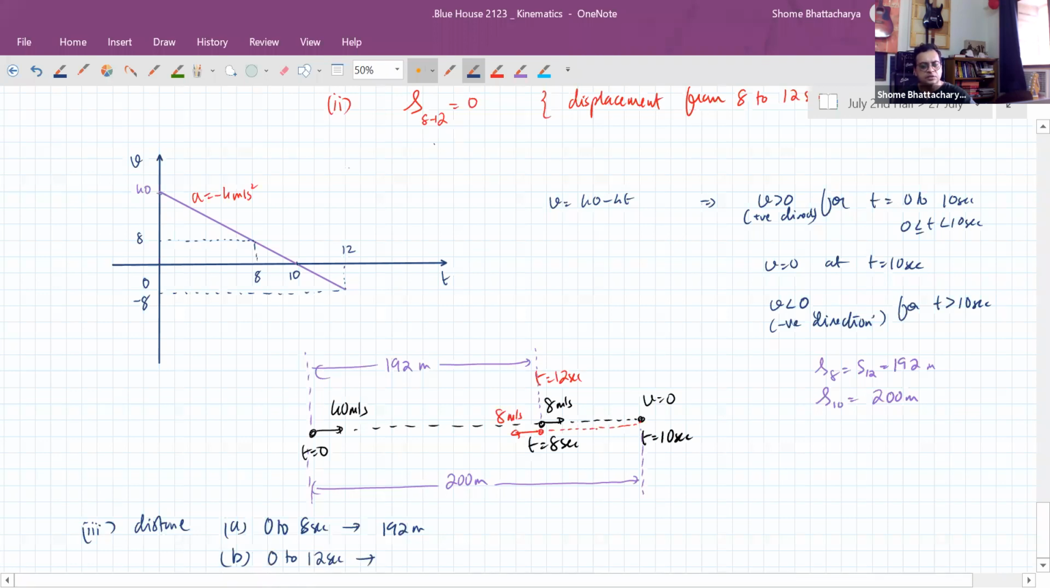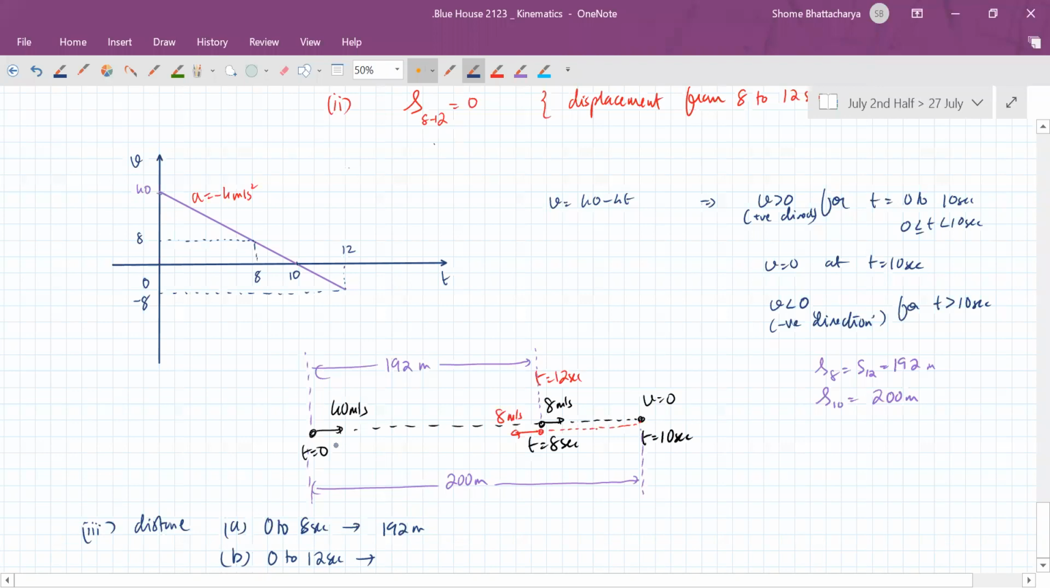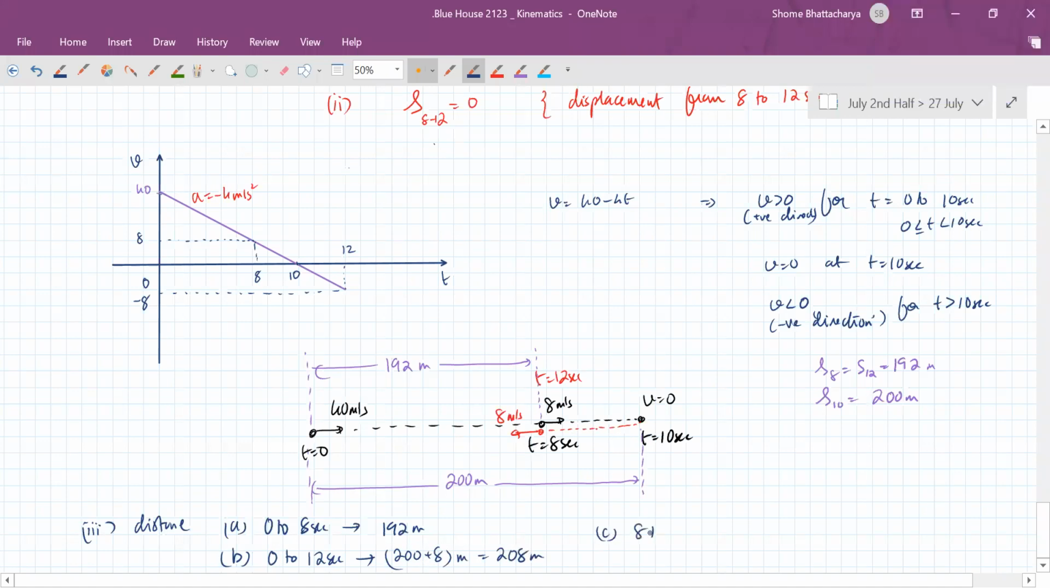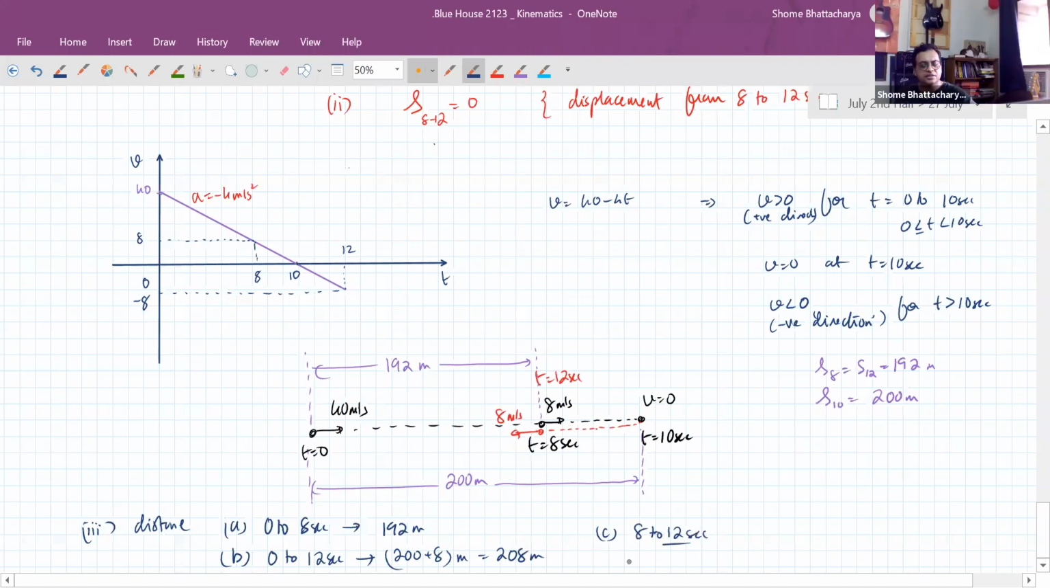0 to 12 seconds. 208. Very good. It's going 200 meters up to 10 seconds, then coming back another 8 meters. So the total distance is 200 plus 8, in two opposite directions, but so 208 meters. Whereas similarly, what about the distance traveled between 8 to 12 seconds? 16 meters. Yes, very good. It's going 8 meters in one direction, then reversing back. So it is 16 meters. 8 plus 8, 8 forwards and 8 backwards.